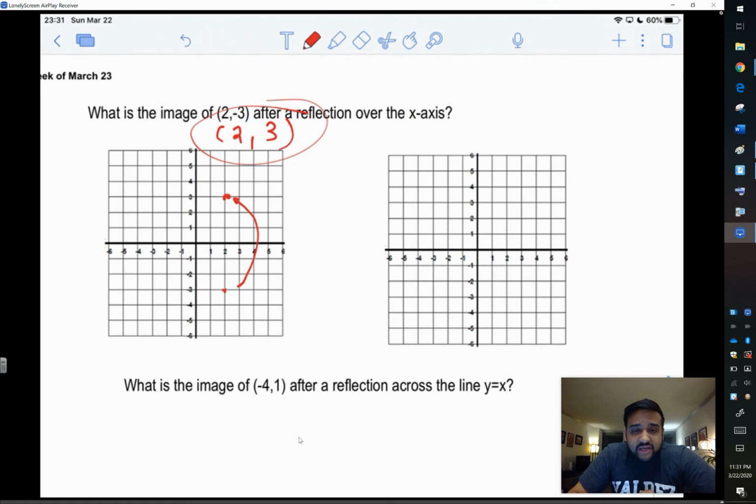What is the image of (-4, 1) after a reflection across the line y = x? Well, if you remember the rule, it's just swap the coordinates. x, y becomes y, x. So the answer should be (1, -4). And guess what? It is.